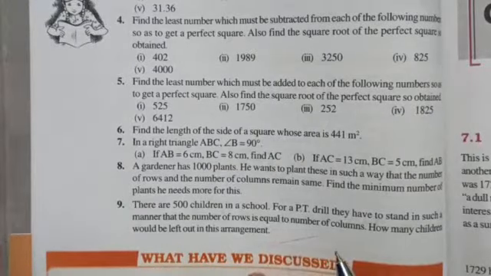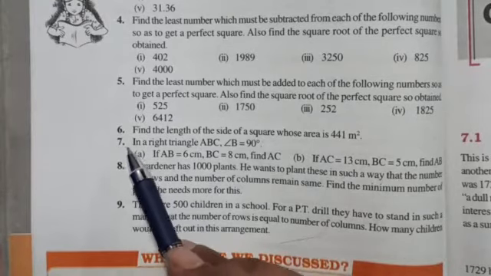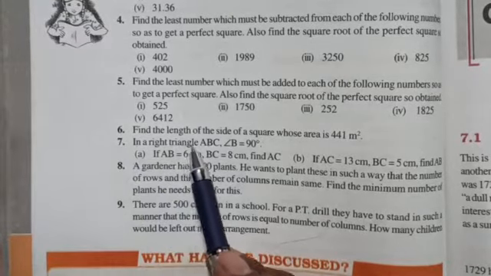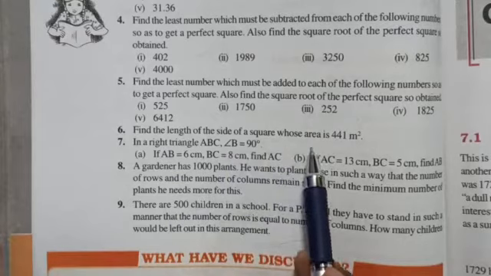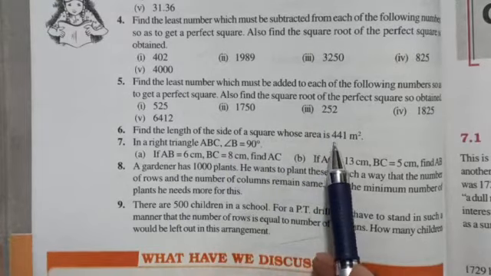Next, let's try this question number 6. Find the length of the side of a square whose area is 441 meters square.